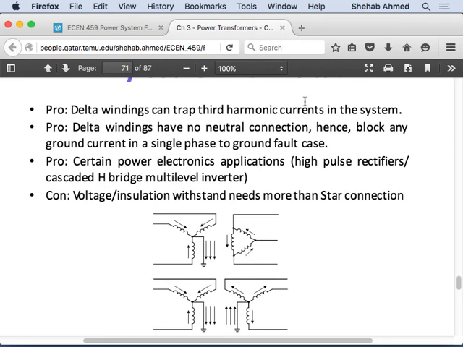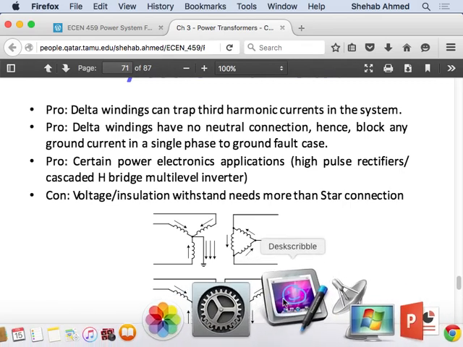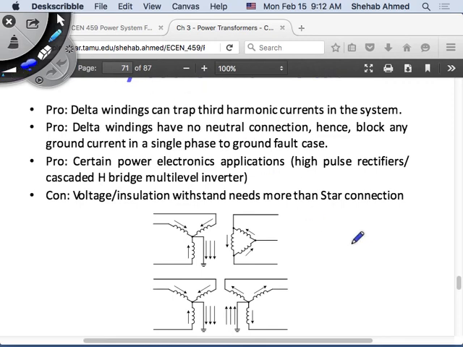Delta windings can trap third harmonic currents in the system. So third harmonic currents are voltages that are in phase. You have 3 voltages that are in phase inside a delta. It's like having 3 DC sources.